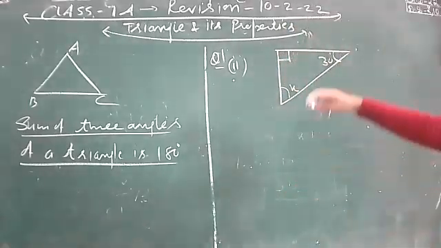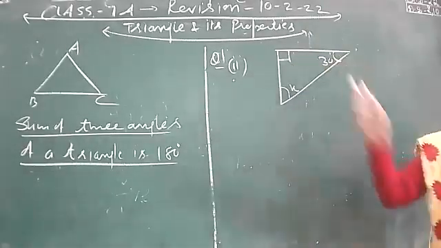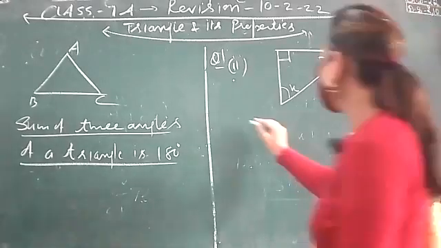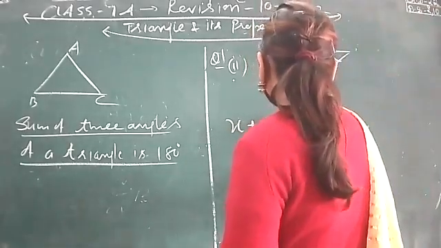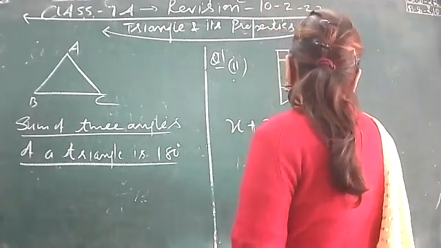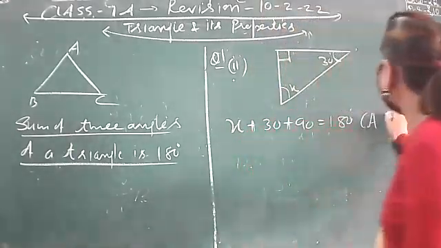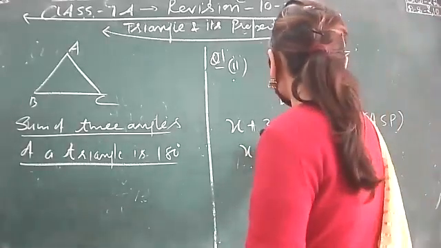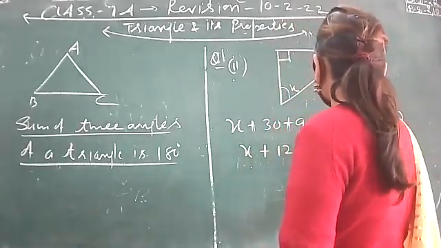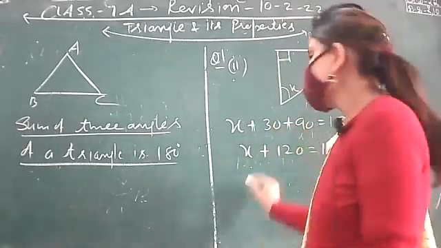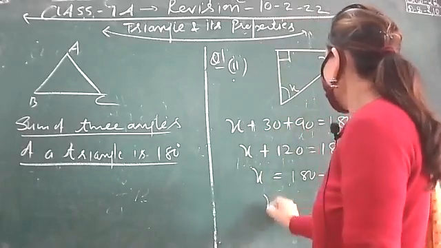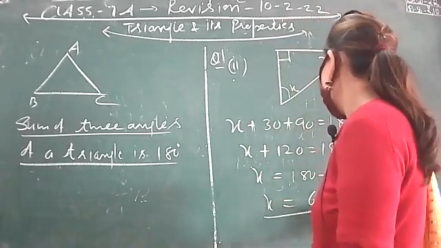X, and this angle is 90 and this angle is 30. So we are using angle sum property. X plus 30 plus 90 is equal to 180 degrees using angle sum property. So this is X plus 120 is equal to 180. So X is equal to 180 minus 120. So X is equal to 60 degrees.